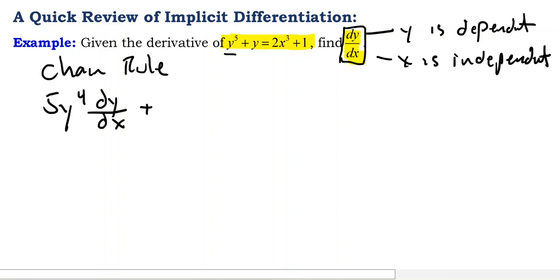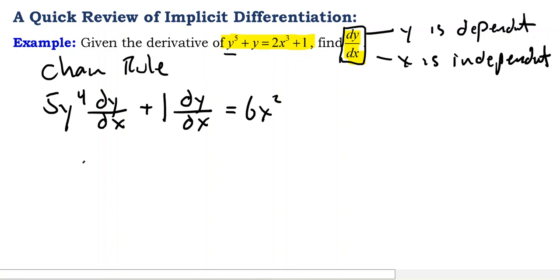The next term, y, the derivative of y would be 1. But because y is our dependent variable, we tack on a dy/dx. That is the chain rule. Equals. Well, x is an independent variable, so we do not need to tack on a dy/dx. 3 times 2 would be 6x squared. And then the derivative of 1 is 0. So that is how we take the derivative implicitly.